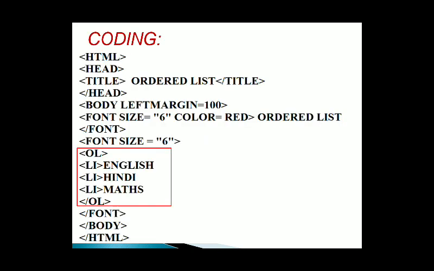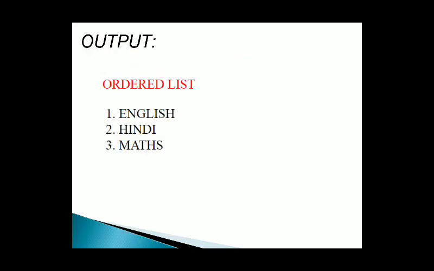In this coding, write down the basic structure of HTML. You can give your specific codes, and then use the OL tag. If you see in the highlighted box, the OL tag is given, the same OL tag syntax which I have shown you in the previous slide. Now let's see what the output of this will be. It will be displayed as 1 2 3: English, Hindi, Maths.